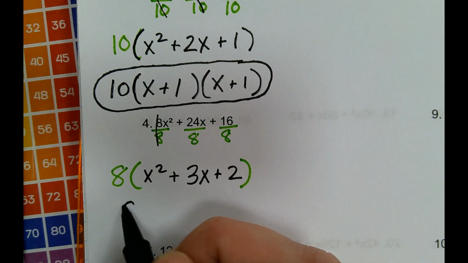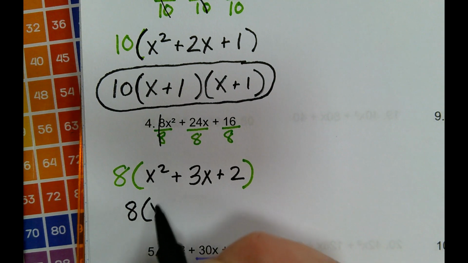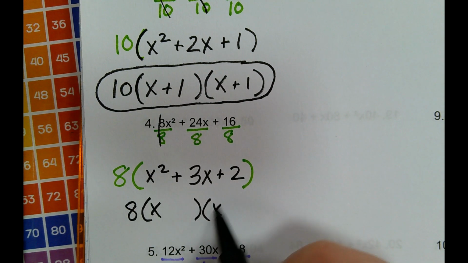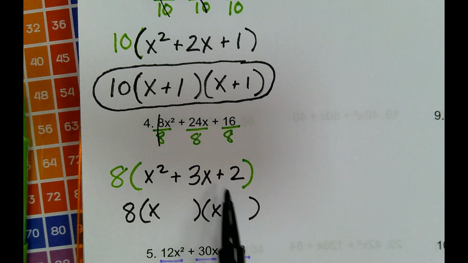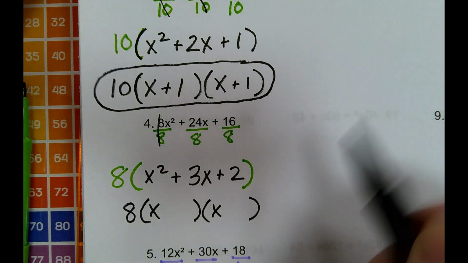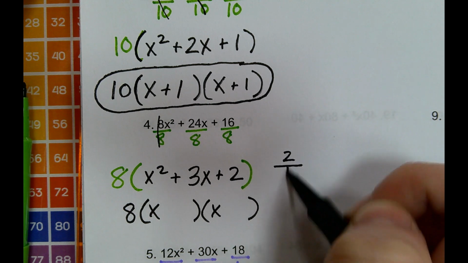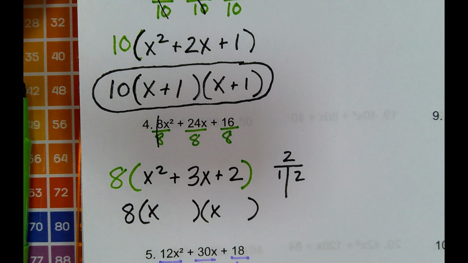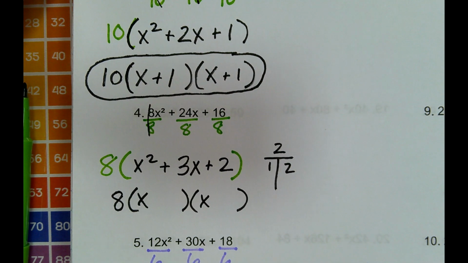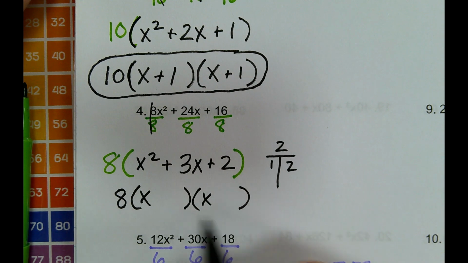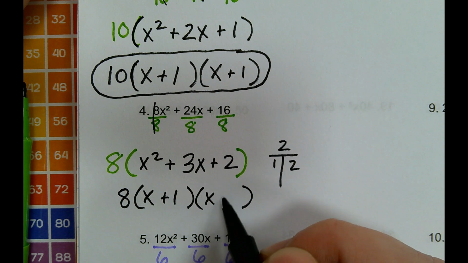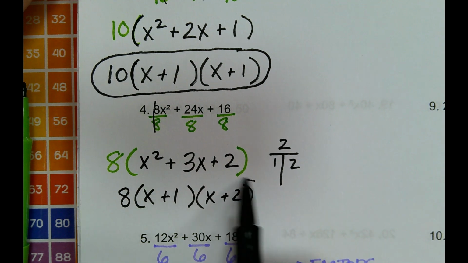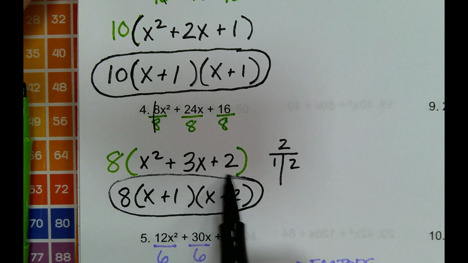So now my answer is going to be 8 in front, with two parentheses with x inside. What are the factors of 2? Just 1 and 2. 1 plus 2 makes 3, so it works. So what am I writing in my parentheses? Plus 1 and plus 2. That's it. That's your answer.